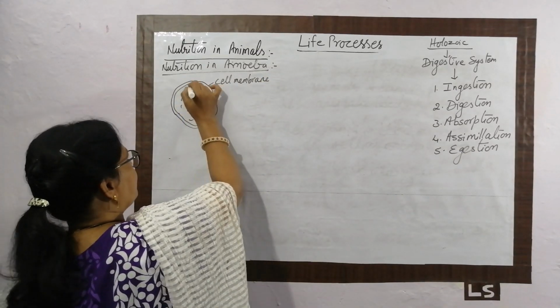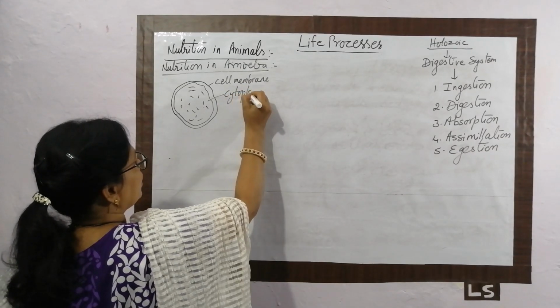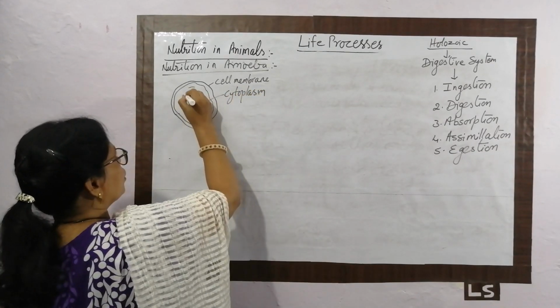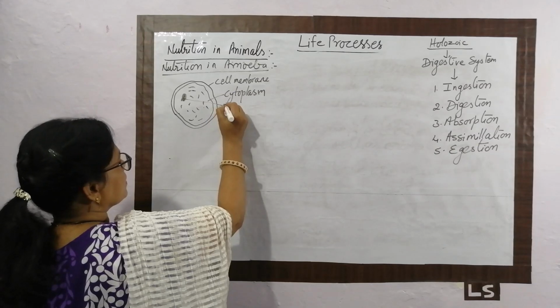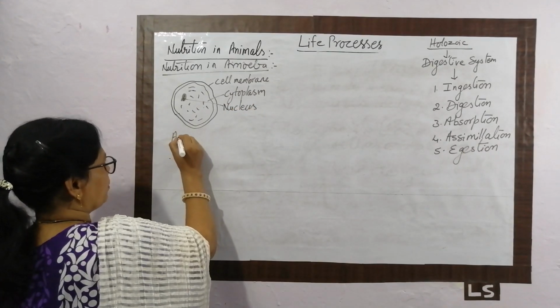Cytoplasm is present inside the body. There is only one cell, so cytoplasm is there only. And also the nucleus is present in it. This is the nucleus. Okay, this is amoeba.